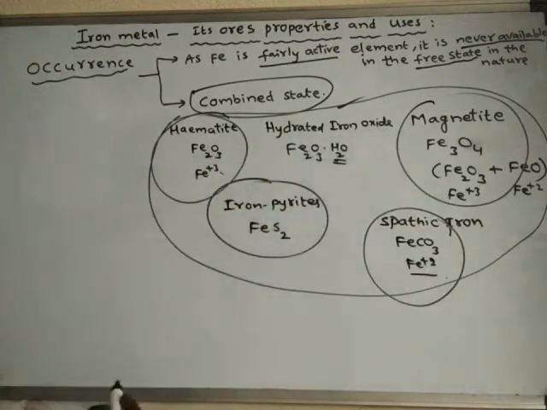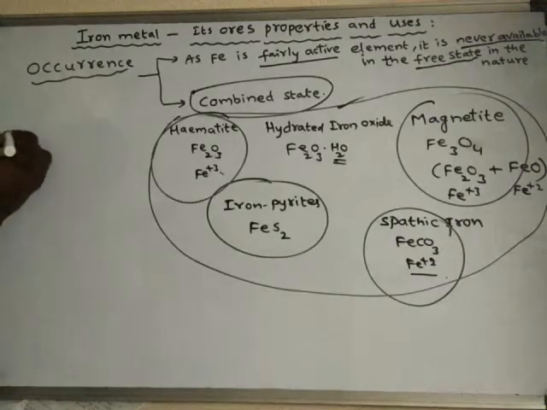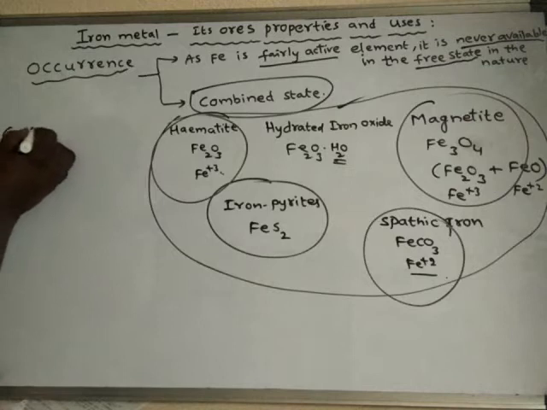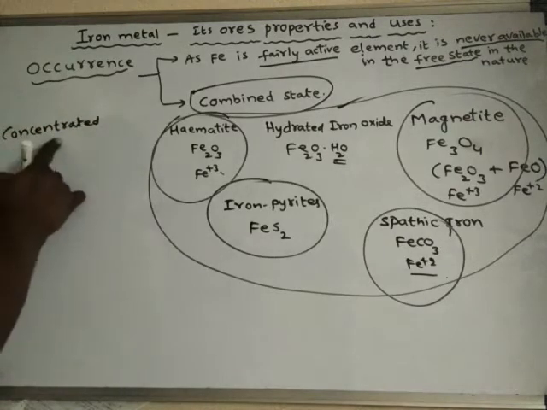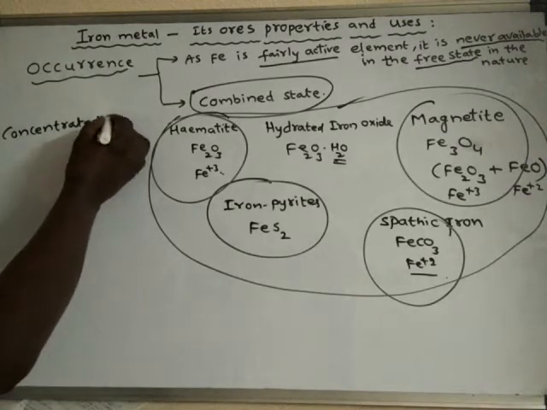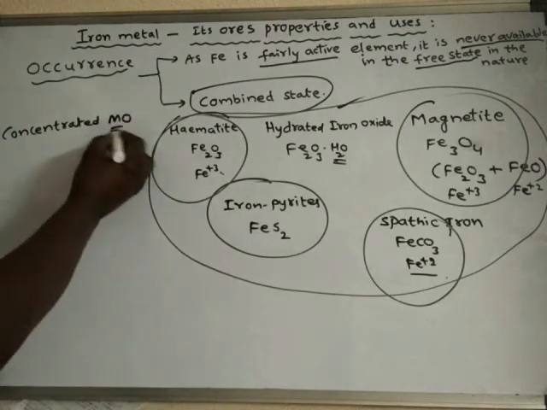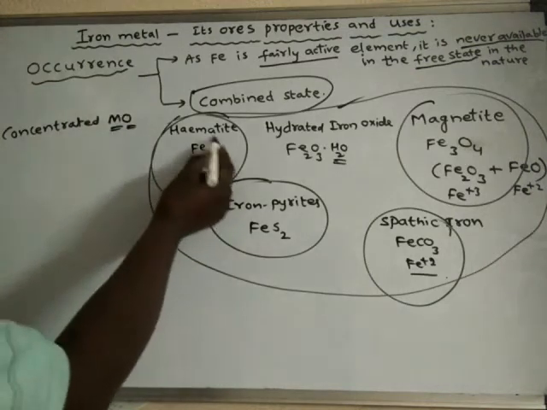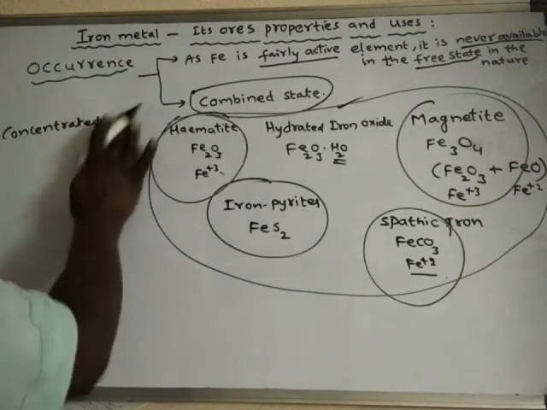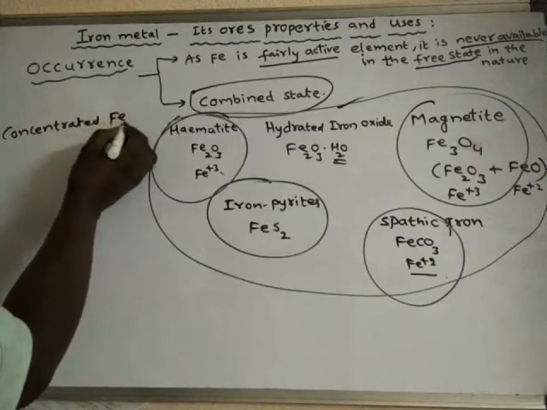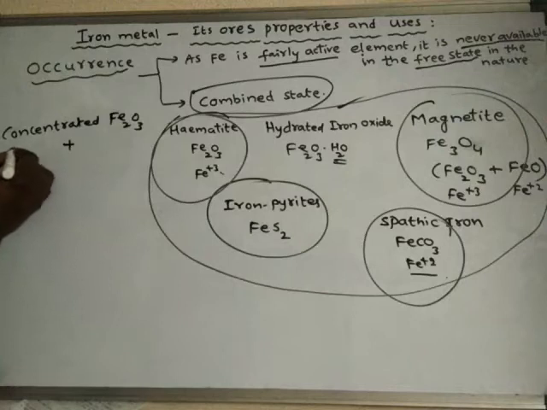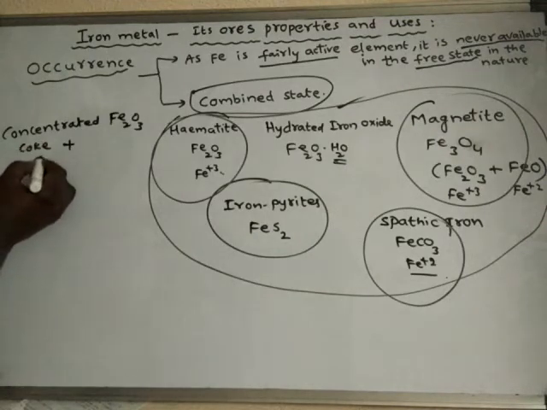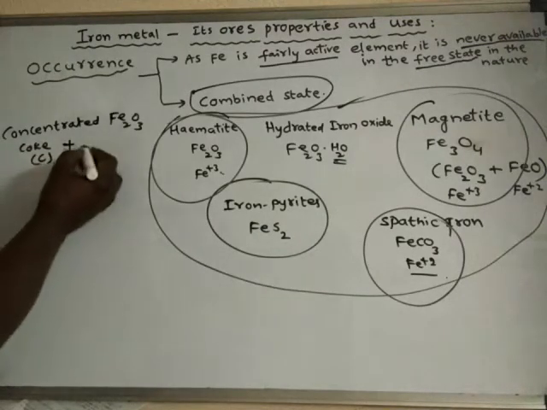After the process of concentration, we get the concentrated metal oxide, that means here iron oxide. This concentrated iron oxide is treated with coke. It is mixed with coke, coke means carbon, and also silica.